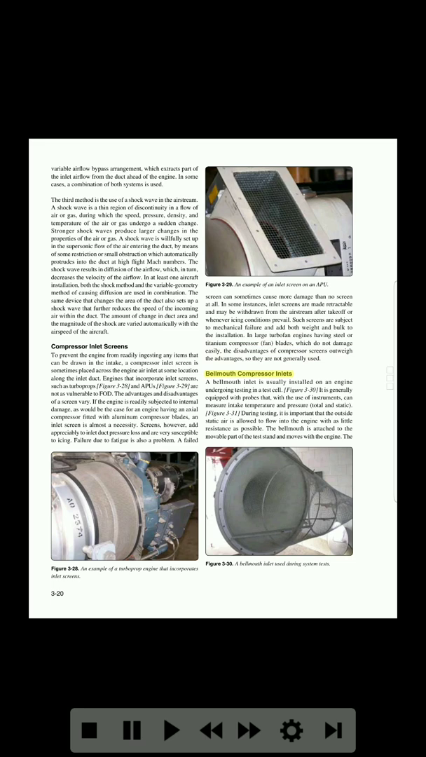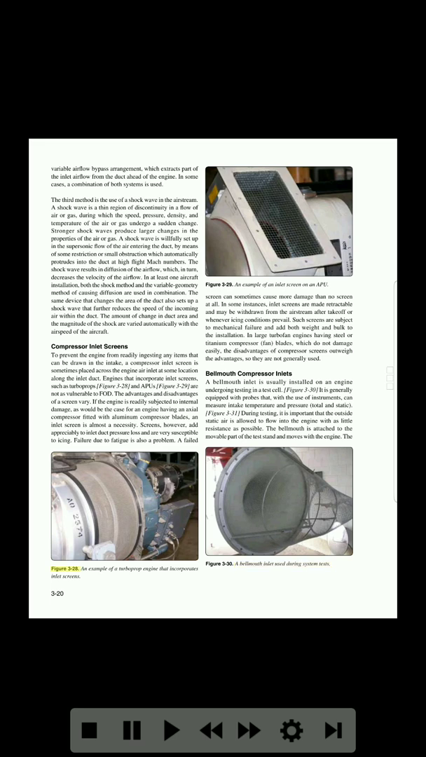Bellmouth compressor inlets. A bellmouth inlet is usually installed on an engine undergoing testing in a test cell. Figure 3-30. It is generally equipped with probes that, with the use of instruments, can measure intake temperature and pressure, total and static. Figure 3-31. During testing, it is important that the outside static air is allowed to flow into the engine with as little resistance as possible. The bell is attached to the movable part of the test stand and moves with the engine. Figure 3-30. A bell inlet used during system tests.